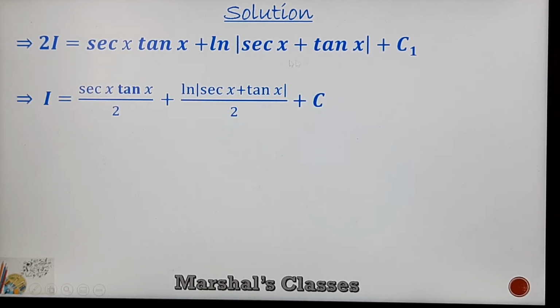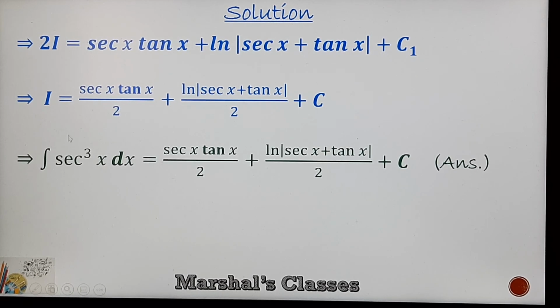Now we divide the expression by 2. So I is secant x tan x by 2 plus ln of secant x plus tan x by 2 plus c1 by 2. We take it as another constant c. Therefore our final result is integral secant cube x dx is secant x tan x divided by 2 plus ln of secant x plus tan x divided by 2 plus constant of integration. This is the final answer.